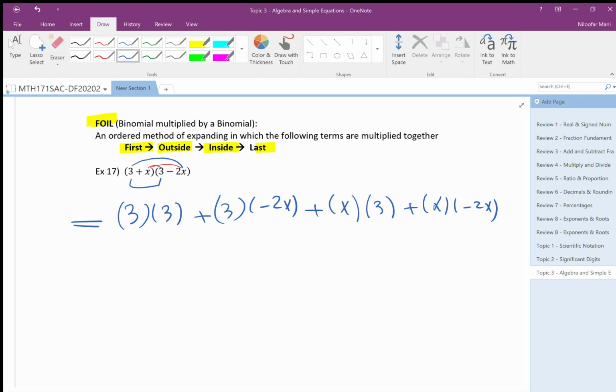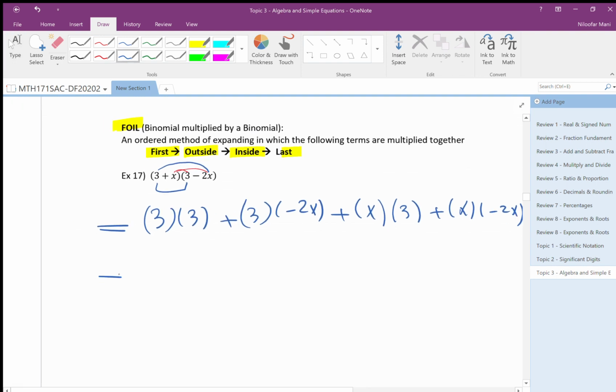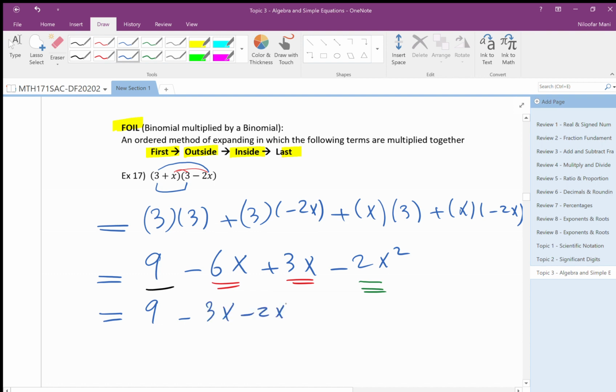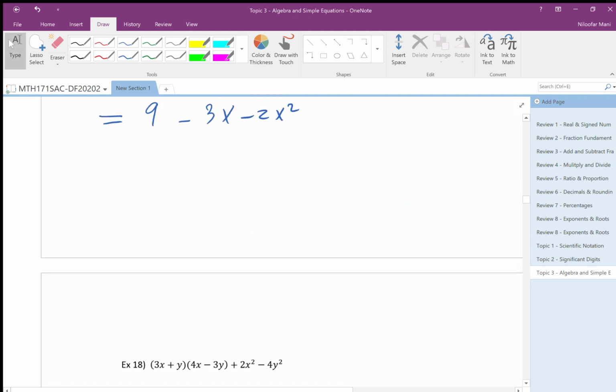So I start from the first term inside the first bracket, I multiply it with all of the terms in the second, then I go to the next term in the first bracket, and when I am done with the first bracket, I am done with the multiplication. I just have to calculate and simplify. So it's 9 minus 6x plus 3x minus 2x squared. Then I have to collect like terms, so it is 9 minus 3x minus 2x squared. Done. Okay, so I go to the next one.